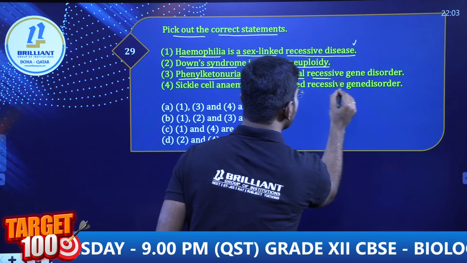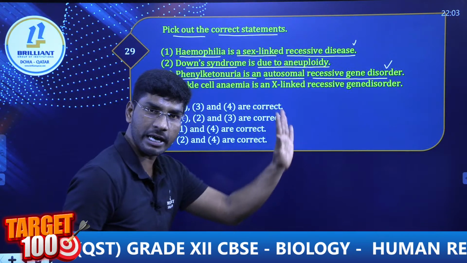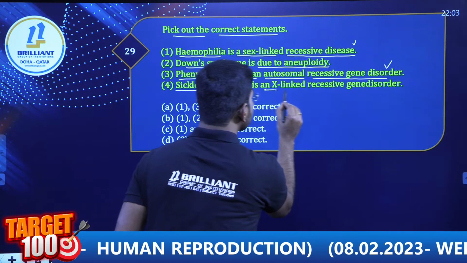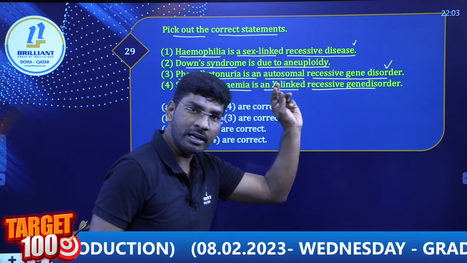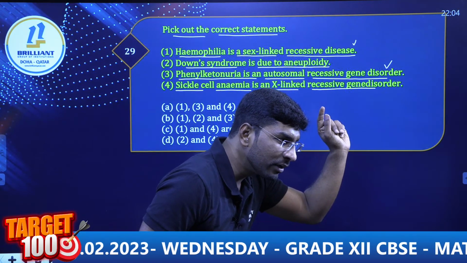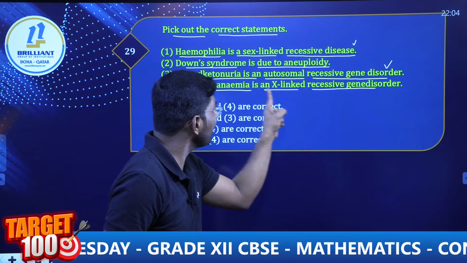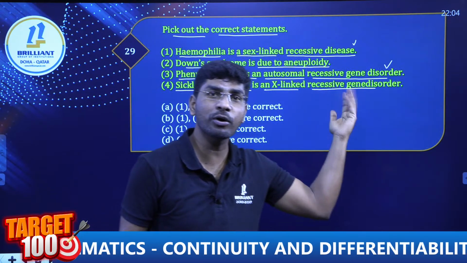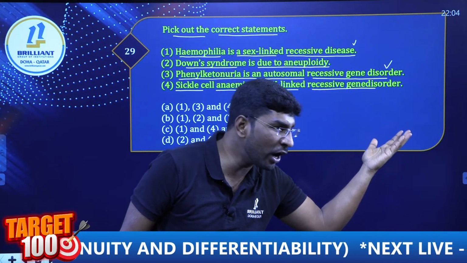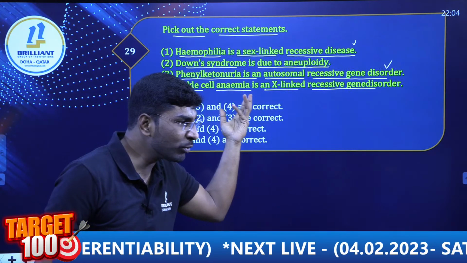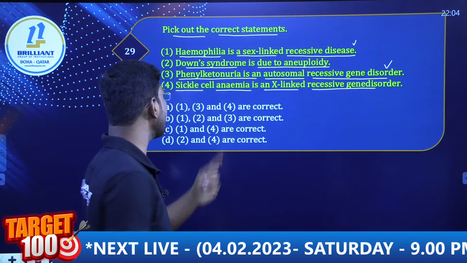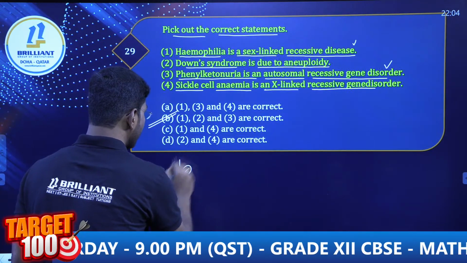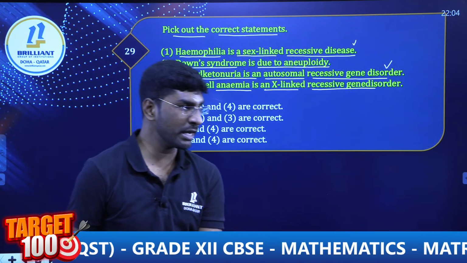Phenylketonuria is an autosomal recessive gene disorder. Correct or not? Yes, true. Very good. Sickle cell anemia, X-linked recessive disorder. Correct? Answer me. Sir, sickle cell anemia, how come it is sex-linked? Sickle cell anemia is autosomal. So what is the right answer now? Options 1, 2, 3 are correct. So option B.